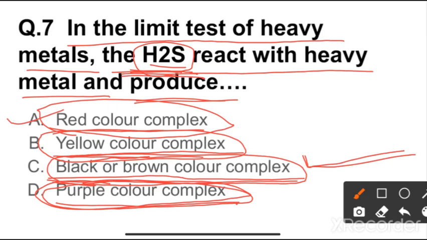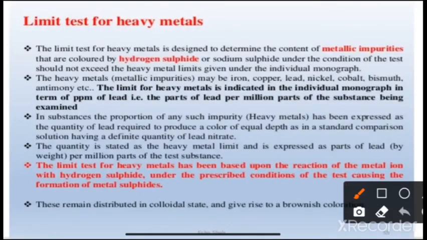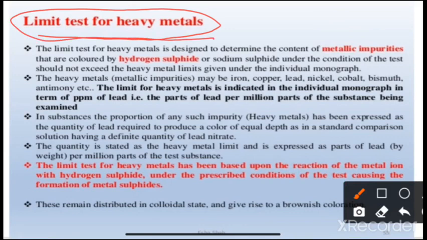As per Indian Pharmacopoeia, a maximum of 20 ppm of heavy metal is allowable in pharmaceuticals. When we see the principle of limit test of heavy metal, the heavy metal reacts with hydrogen sulfide or sodium sulfide in the presence of ammonia or acetic acid, used to maintain the pH of 3 to 5. It forms the metal sulfide, which shows the black or brown color complex.